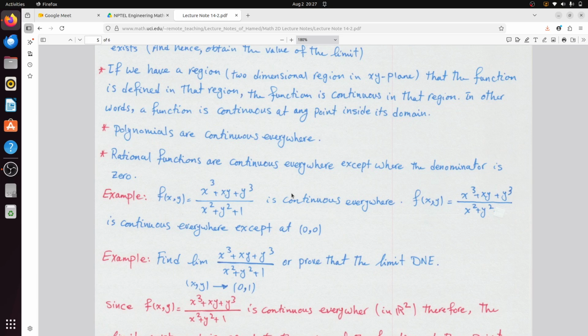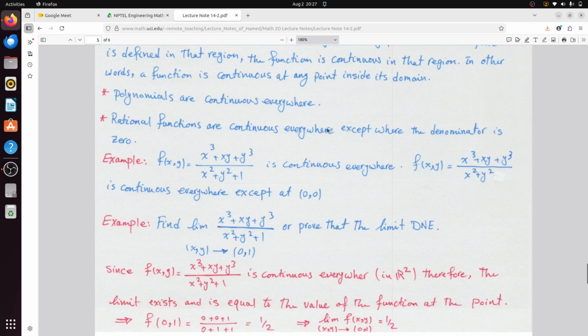See, if we have a two-dimensional region in the xy plane where the function is defined, and the function is continuous in that region, in other words, the function is continuous at any point inside its domain. Polynomials are continuous everywhere. Rational functions are continuous everywhere except where the denominator is 0. We have already discussed it.